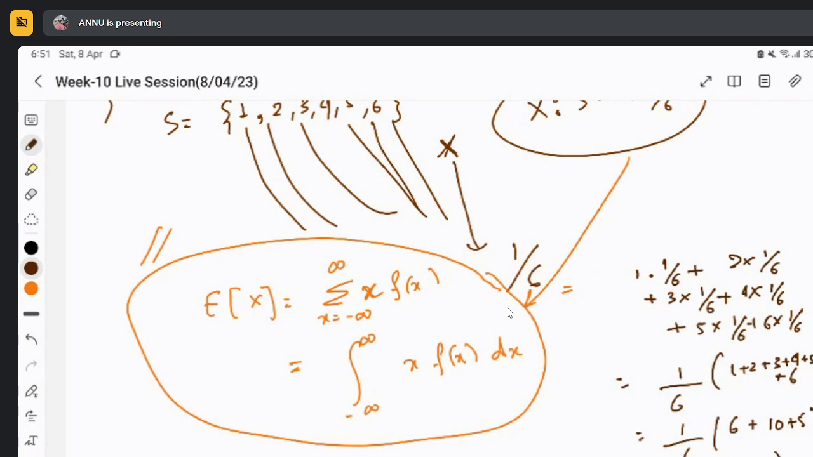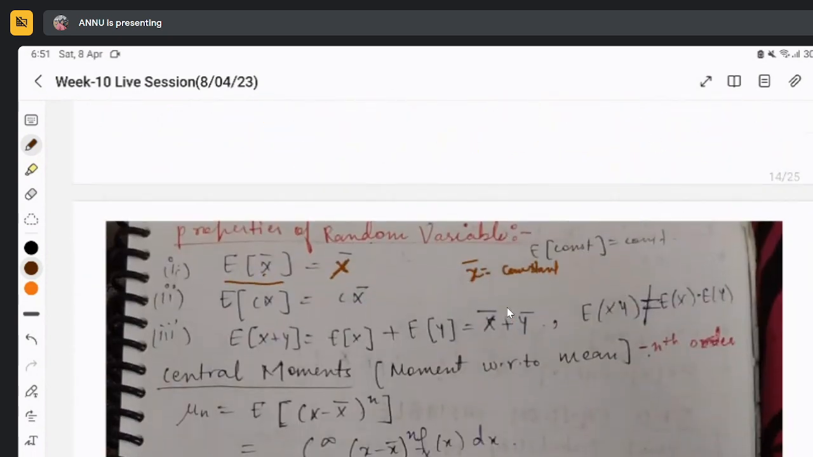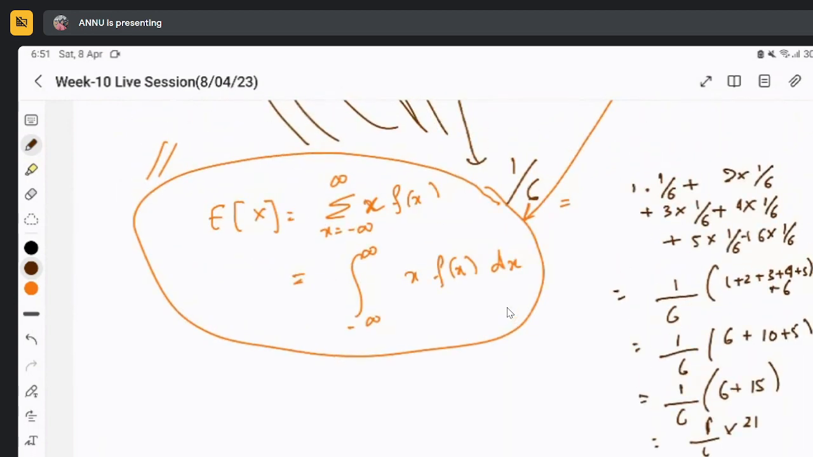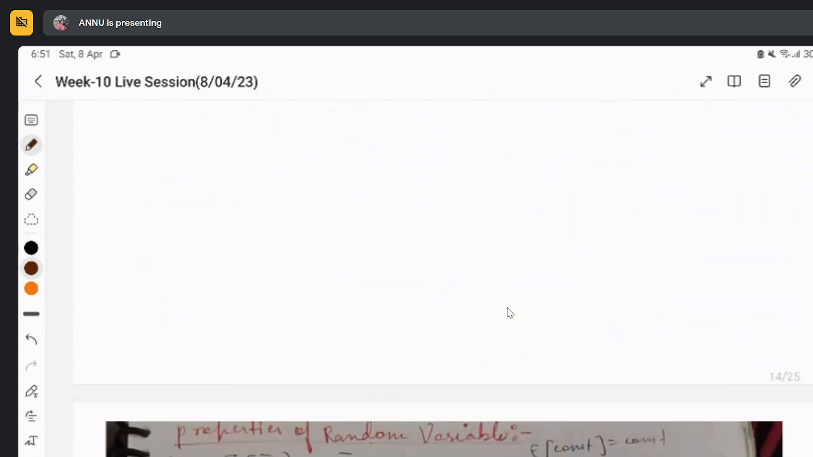See, there are 6 faces. Each face has equal probability. So 1 dot 1 by 6 plus 1 dot 1 by 6, up to 6. Yes, ma'am, the expectation was correct. It should be 1 into 1 by 6, 2 into 1 by 6, yes, ma'am.